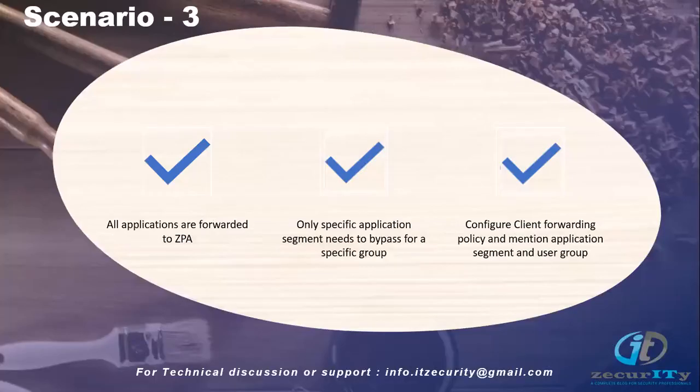Scenario 3: all applications are forwarded to Zscaler Private Access. Only the specific application segments need to be bypassed for a specific group. Or you can take the reverse also: all applications are bypassed, whereas only one application must go via Zscaler Private Access. In this case, you need to configure the client forwarding policy and mention the list of application segments and groups.